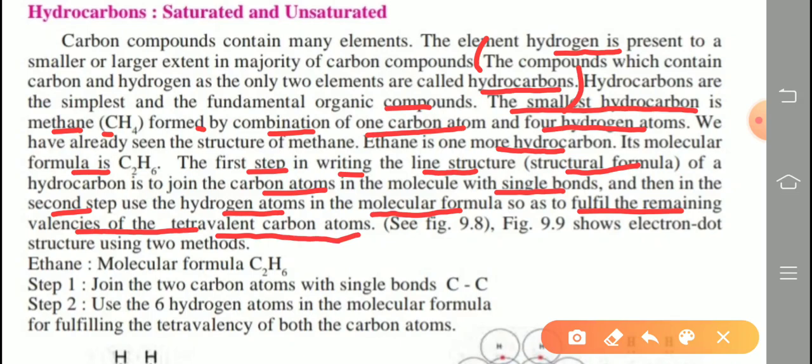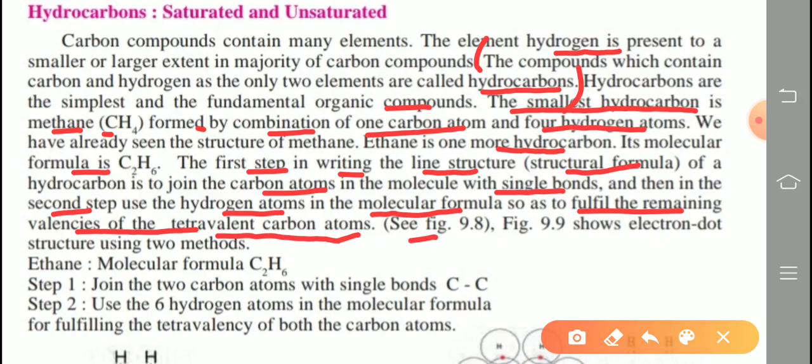Why is carbon called tetravalent? Because we know the atomic number of carbon is 6. Its electronic configuration is 2,4. In the outermost shell, 4 electrons are there. For completing its octet, 4 more electrons are required, and that's why it is called tetravalent. Tetra means 4, valent means valency. Carbon showing the valency 4 is called a tetravalent carbon atom.